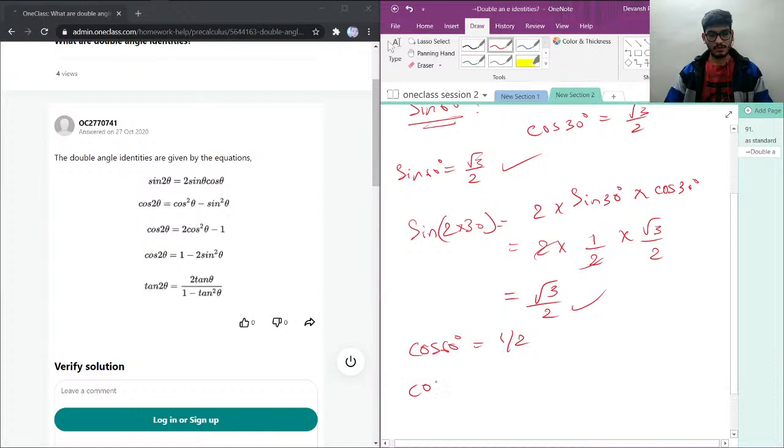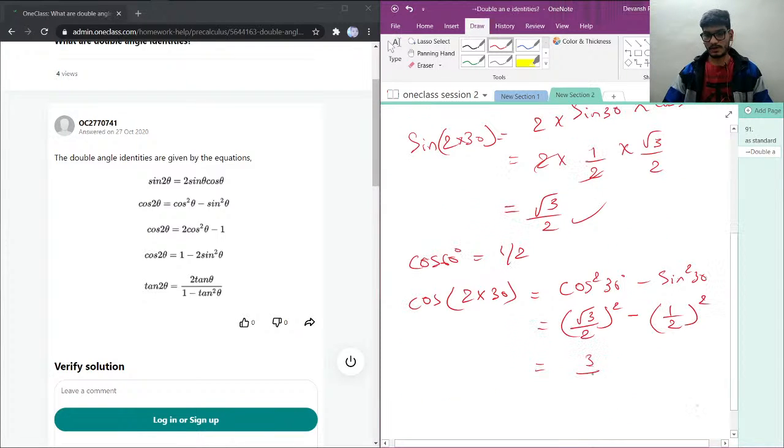So if I use double angle identity of cosine, then for cosine we have 3 identities. So I'll just start with the first one. It is cosine squared 30 minus sine squared 30. So cosine squared 30 will be root 3 over 2 whole square, minus sine square will be 3 over 4 minus 1 over 4, which is 2 over 4, 1 over 2.